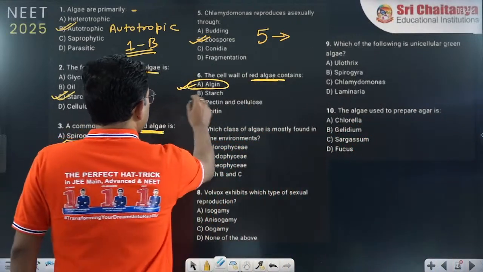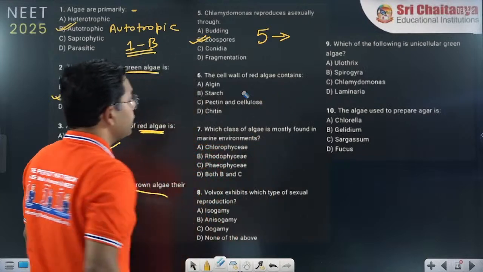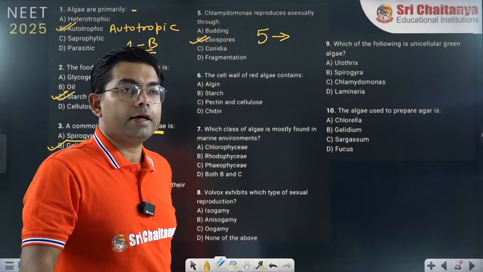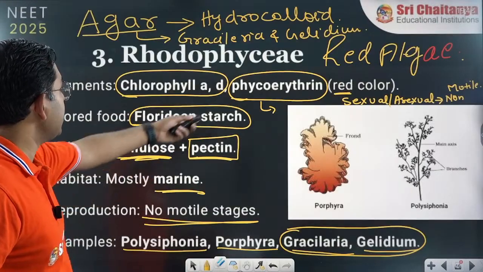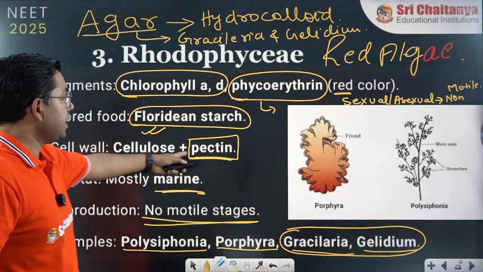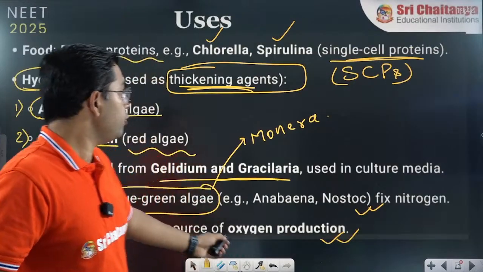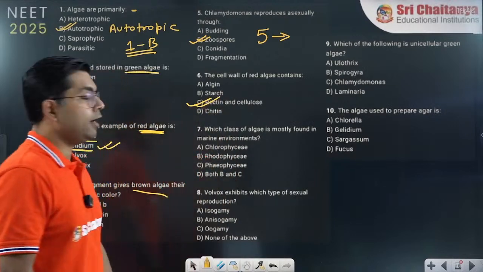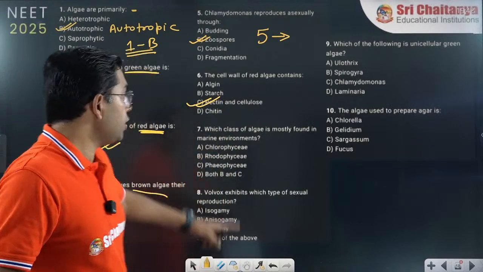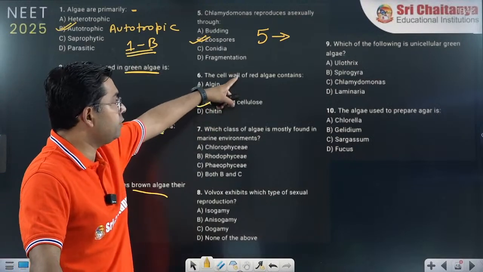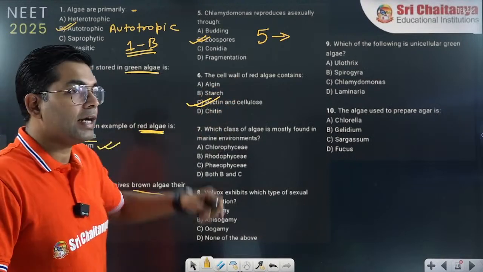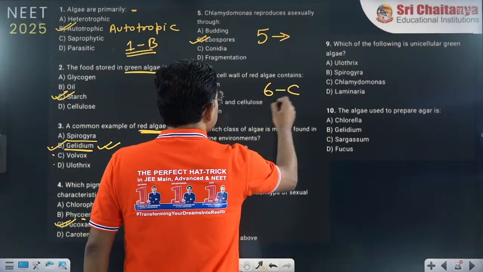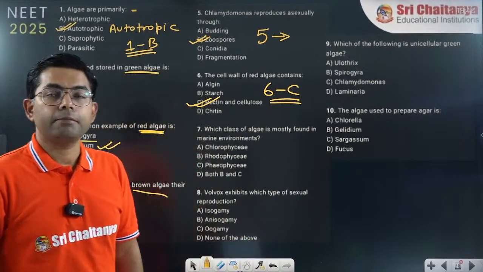So here, if we see the cell wall of red algae, the cell wall is cellulose and pectin. So not algin. Cellulose and pectin will be the cell wall. So the sixth correct answer will be C.